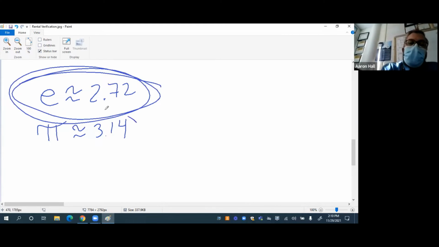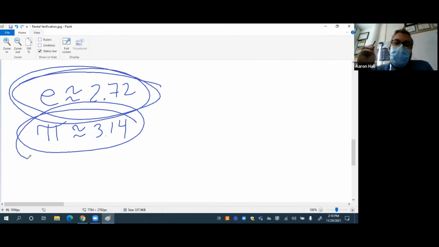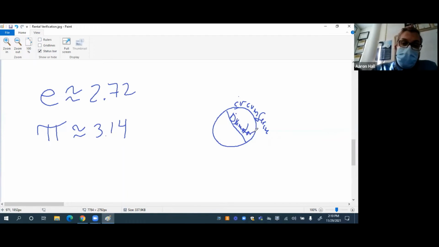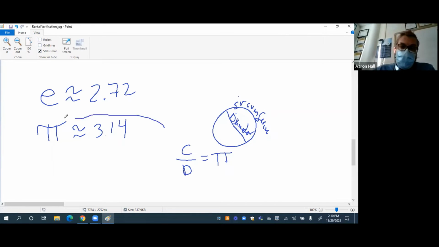Why do we know what pi is? What's the point of pi? For every circle, the ratio between the circumference and the diameter is what? Yeah, the circumference over diameter is pi. It's not approximately pi, it is pi. So anytime we deal with circles, a lot of times we have to deal with this pi.